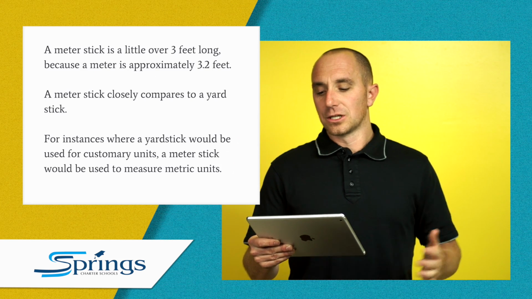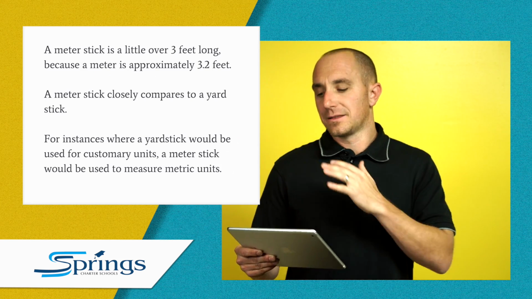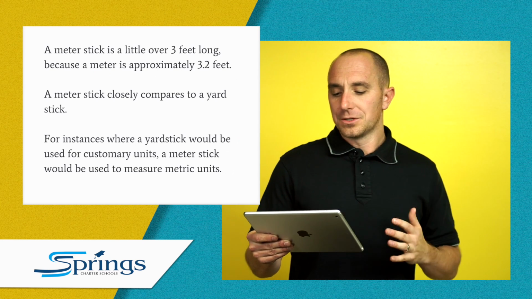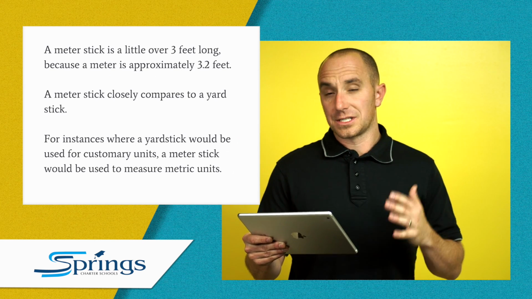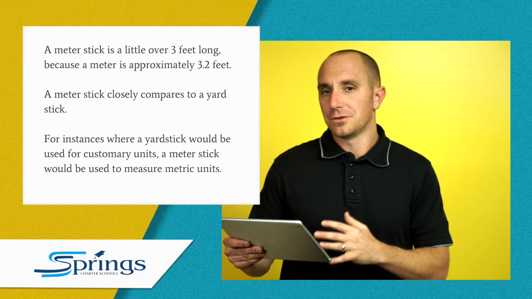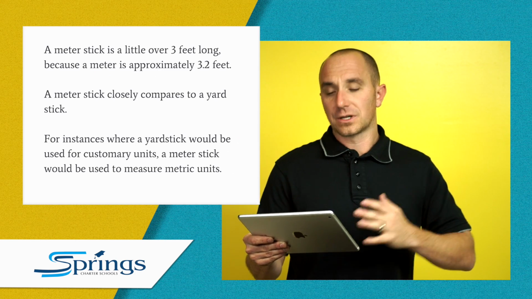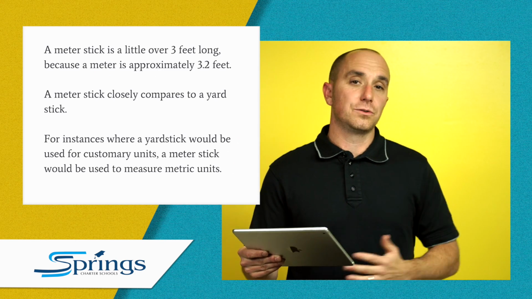So a meter stick is a little over 3 feet long because a meter is approximately 3 2/10 feet. So a meter stick closely compares to a yardstick. So if you think about 3 feet in a yard, a meter stick is 3.2 feet, it's pretty close. So for instance, where a yardstick would be used for customary units, a meter stick would be used for metric units.